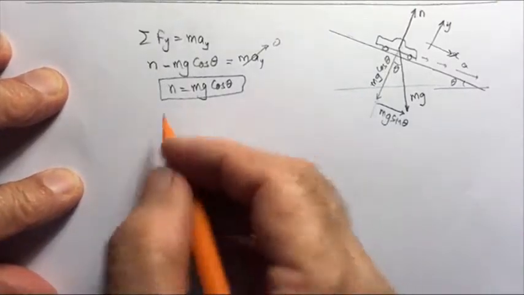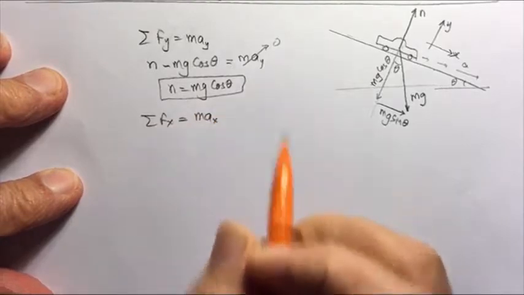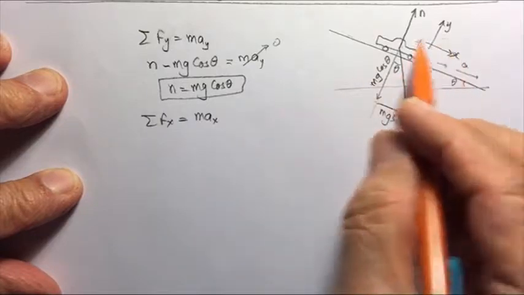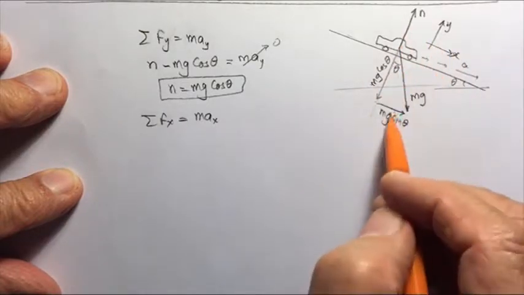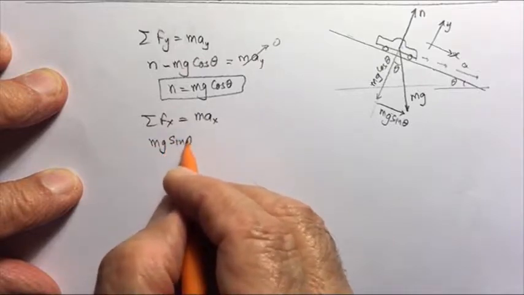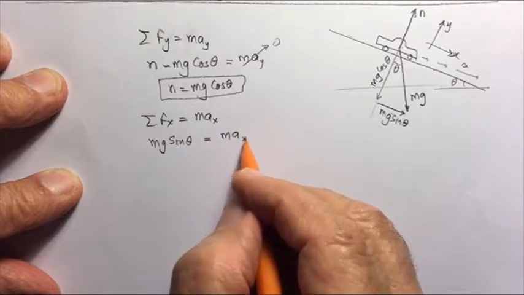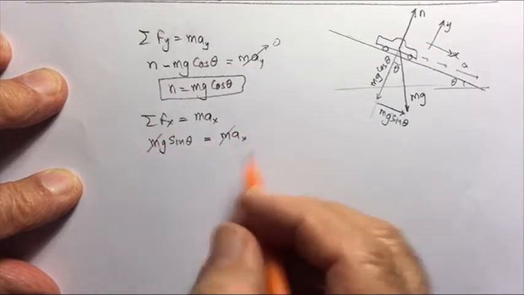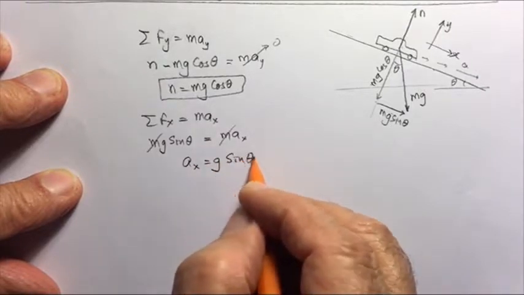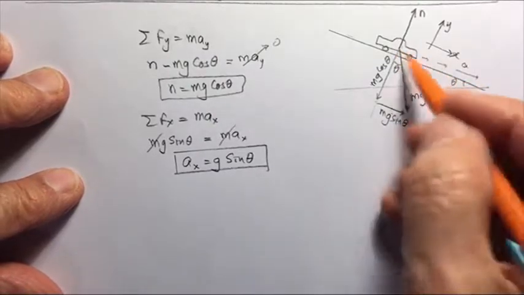And now we write the sum of forces in the x direction equals max. Okay, this is the non-equilibrium problem, that's why we're not writing it to 0. So in the x direction, that's the only force, mg sine theta, and there's only one force, so there must be an acceleration. The masses will cancel, and we have ax is g sine theta. Okay, so the acceleration is going to be g sine theta.